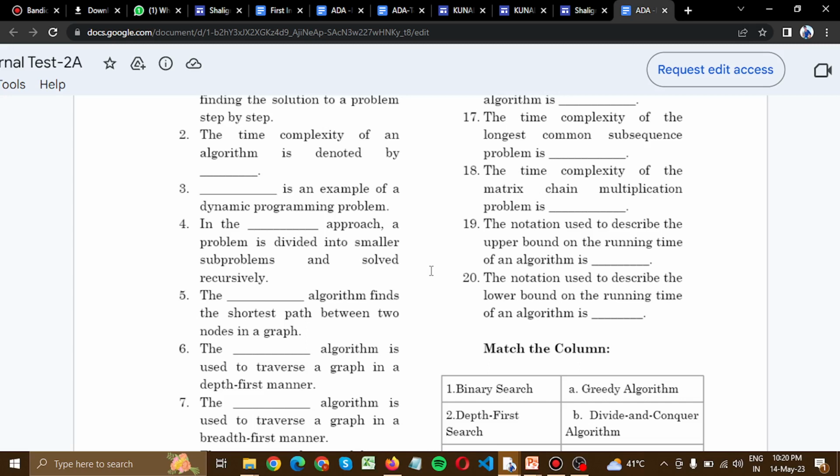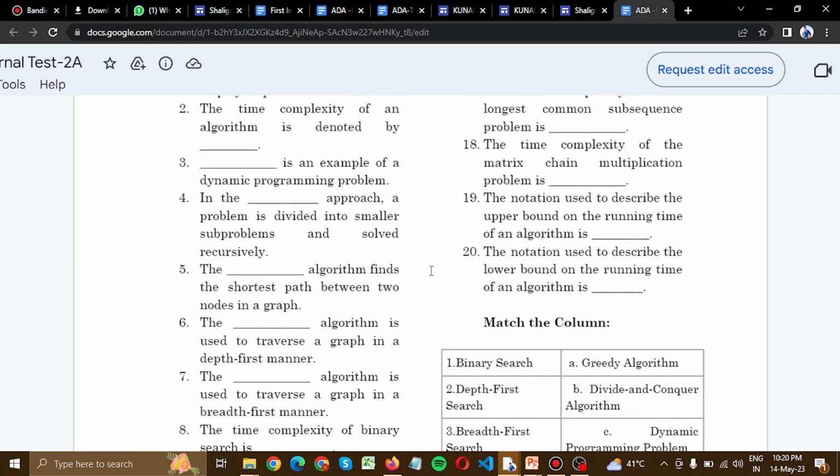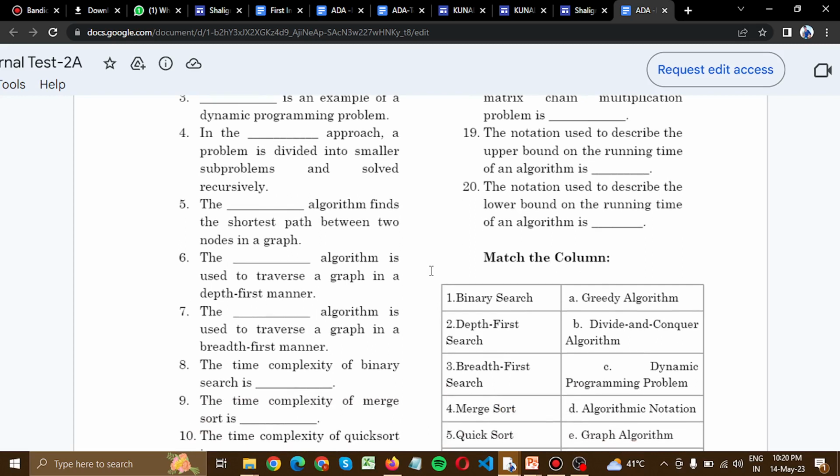Now fifth, the dash algorithm finds the shortest path between two nodes in a graph. The answer is Dijkstra algorithm. The Dijkstra algorithm finds the shortest path between two nodes in a graph. Now next, the dash algorithm is used to traverse a graph in a depth first manner. The answer is depth first search. The depth first search algorithm is used to traverse a graph in a depth first manner.